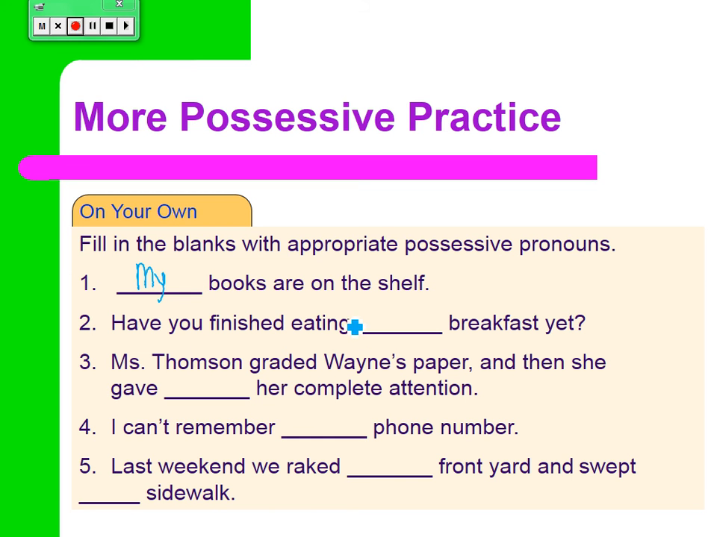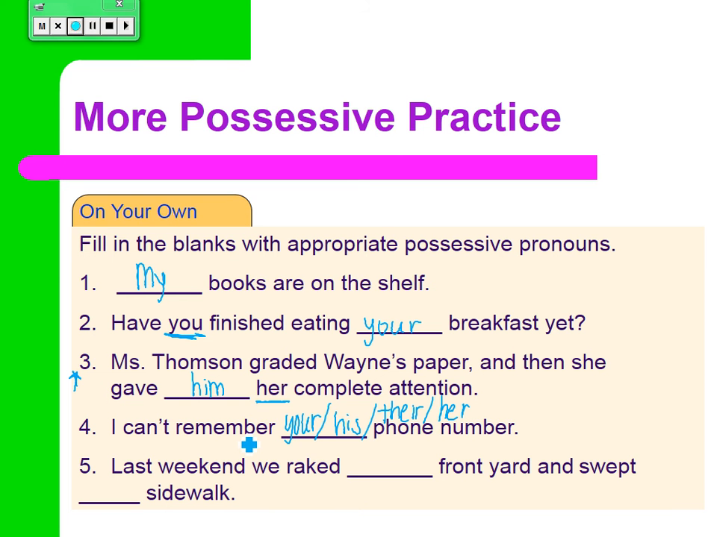Okay, number 2, have you finished eating your breakfast yet? Because I'm talking to you. Number 3, Miss Thompson graded Wayne's paper and then she gave blank her complete attention. You could say him, which is not a possessive pronoun. Maybe this one was supposed to be blanked out for that one. That one's kind of weird. Number 4, I can't remember blank phone number. You could say your, you could say her, you could say his. You could say their, if more than one person had the same phone number. A lot would work here.